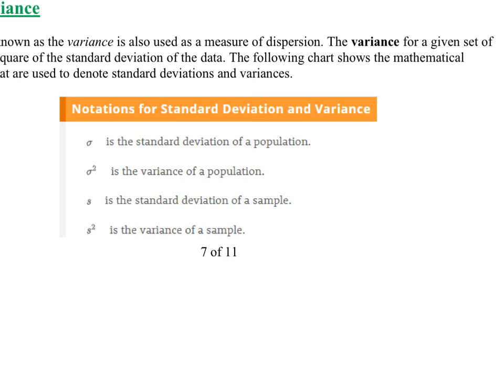So to find the variance, quite simple. To find the variance, all you're going to do is take the standard deviation, whatever your standard deviation is, and square the dang thing. That is your variance. It's as simple as that.